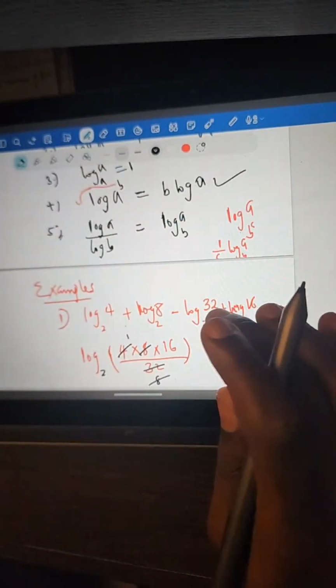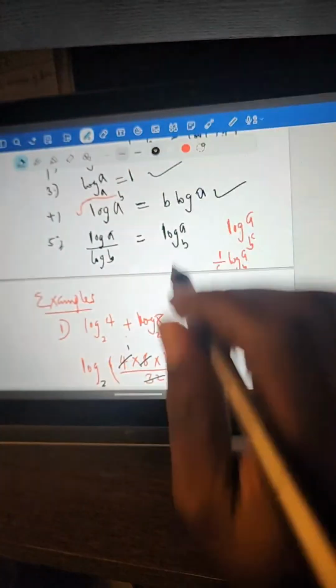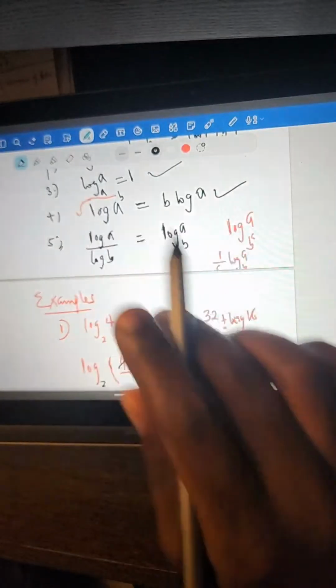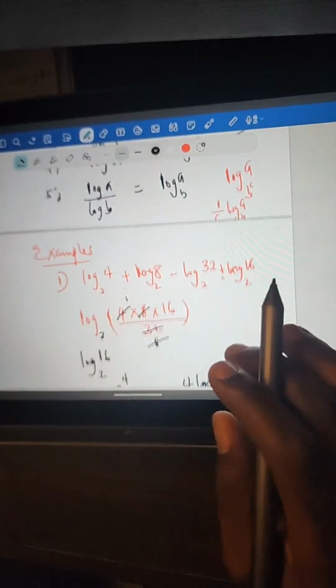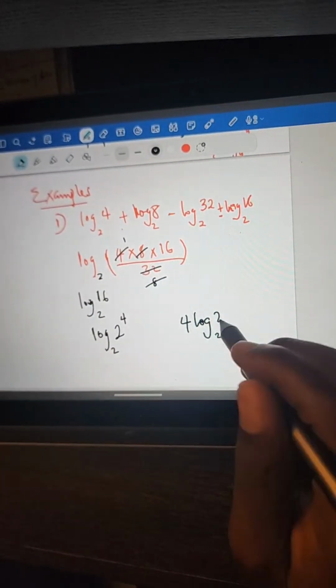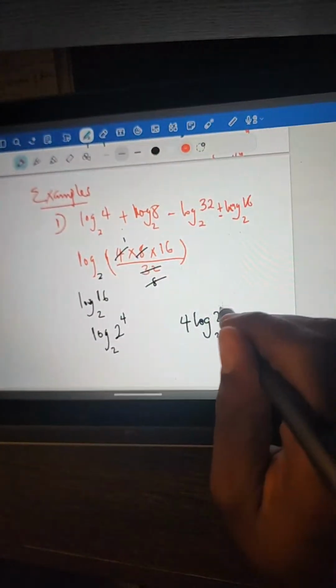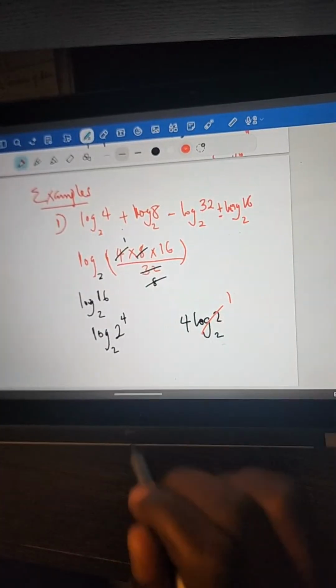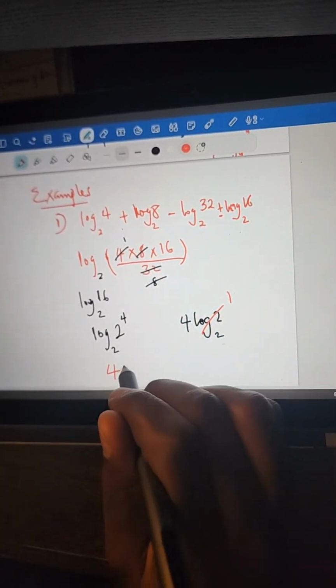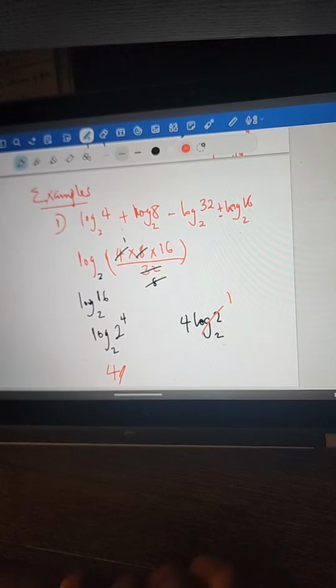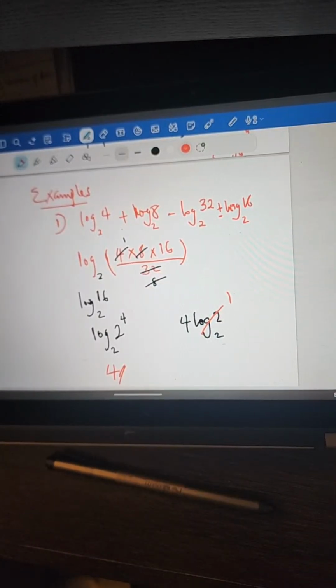If you go back to rule number 3, you see log A base A is going to be 1. So I'm going to apply that law here. That is, this is going to be 1. So finally, my answer is 4. Have a look at the question carefully, and look at what I did.